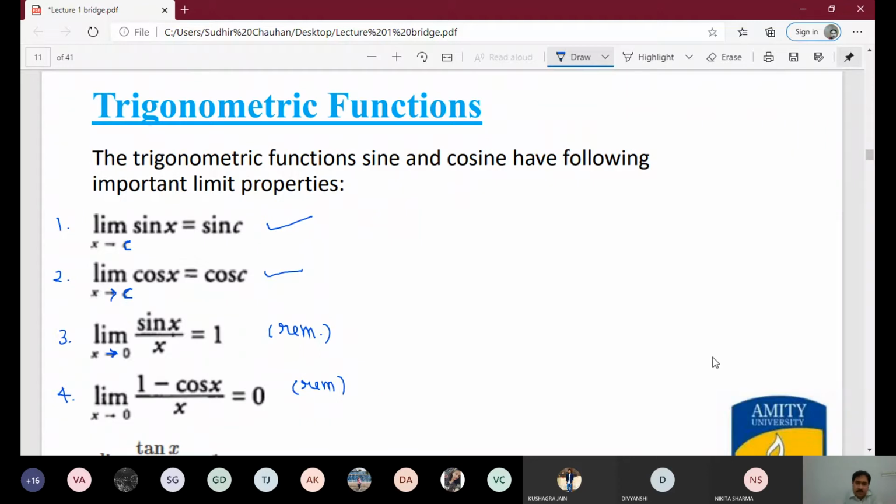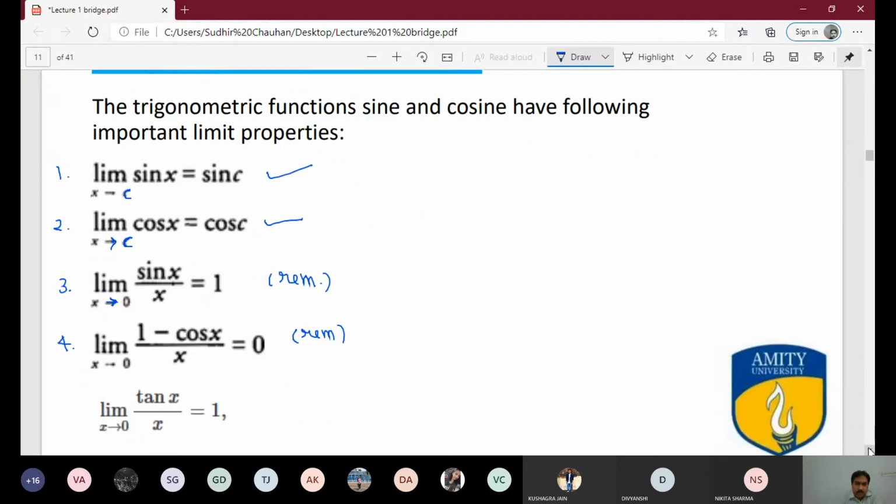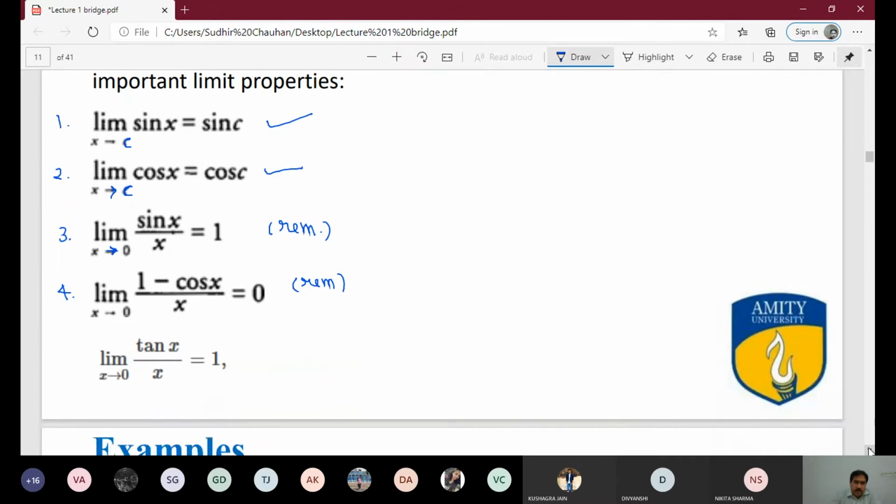And the next is number 5. Limit x tends to a tan x upon x. Again it is very much similar to sin x. If we get limit x tends to 0 sin x upon x, it is 1. And if we get limit x tends to 0 tan x upon x, it is 1. So these we should remember for evaluating the limits.